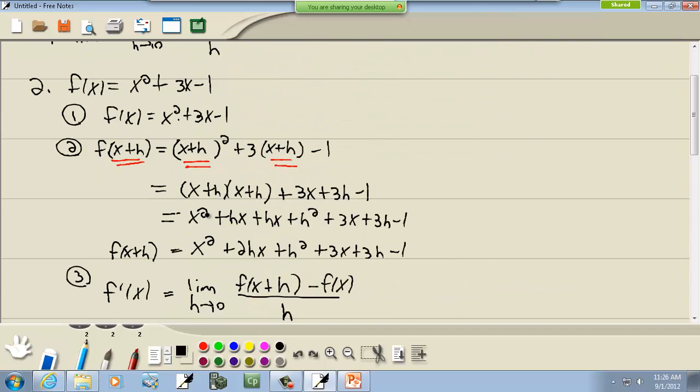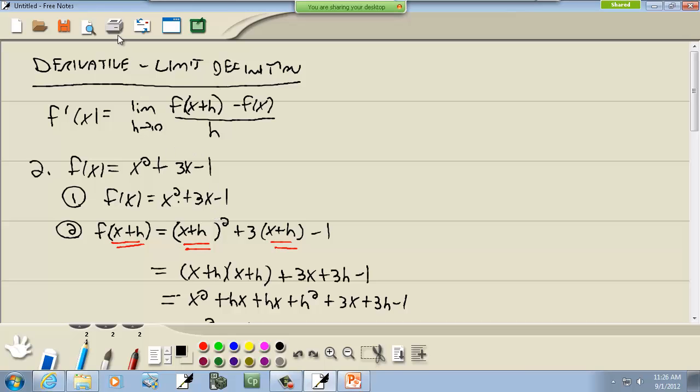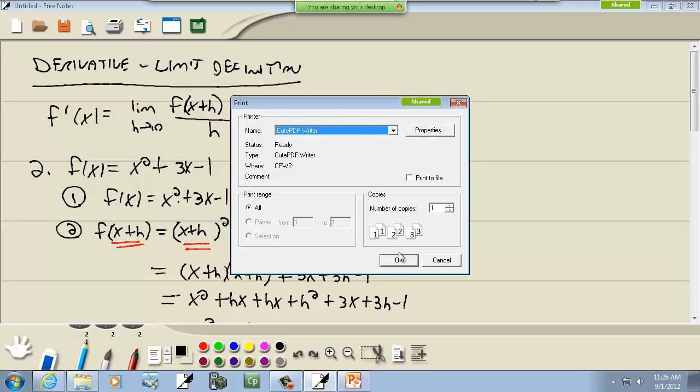And let me save that. And then we'll work the next problem.